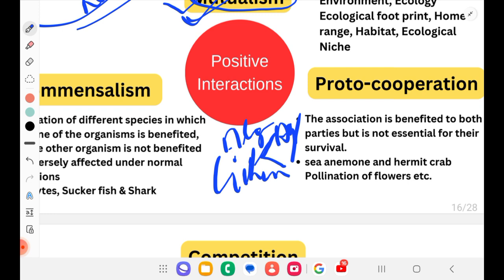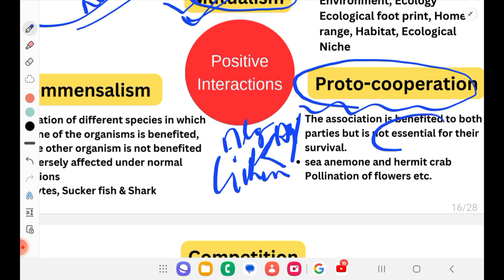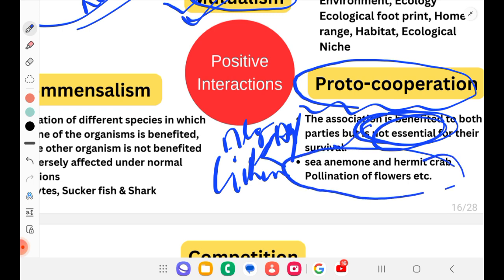Then comes proto-cooperation. The association is beneficial to both, but it is not necessary or essential for survival. It is not essential for survival, but both get benefited. Examples: sea anemone and hermit crab, if you see. So those are benefited by each other, okay. And also pollination of flowers, right?